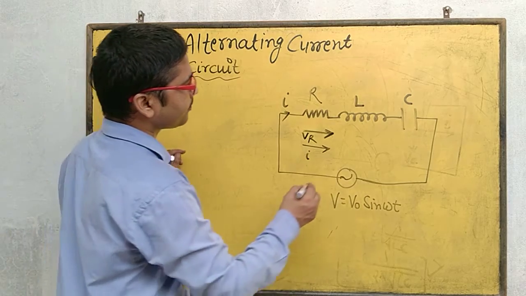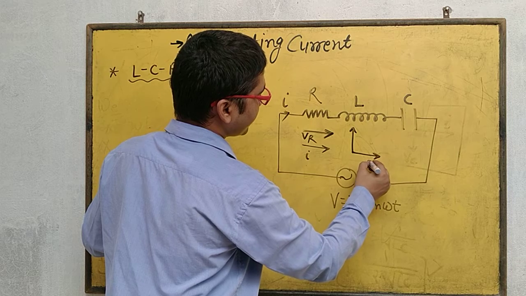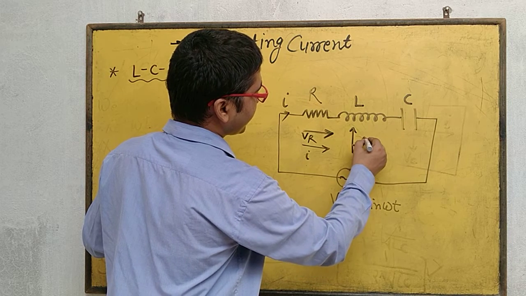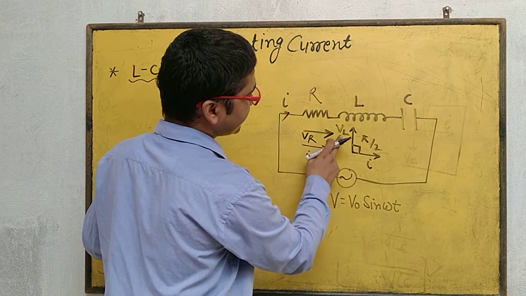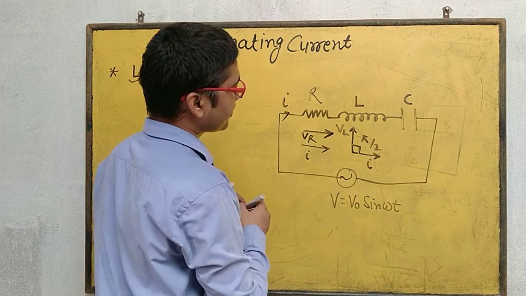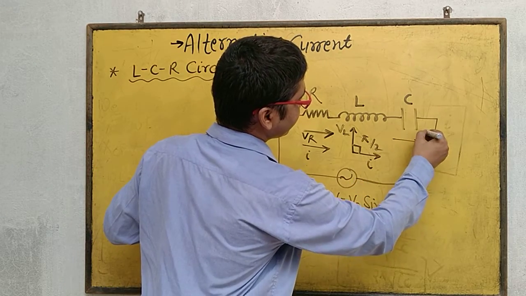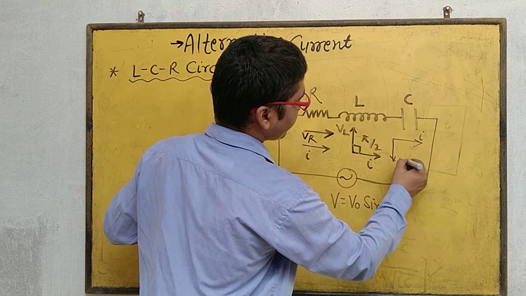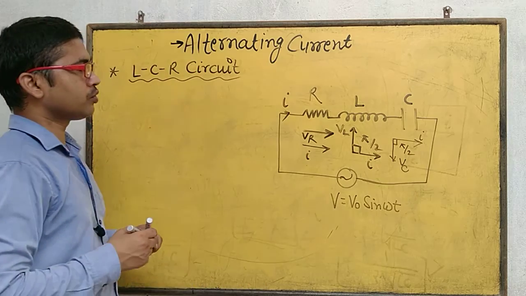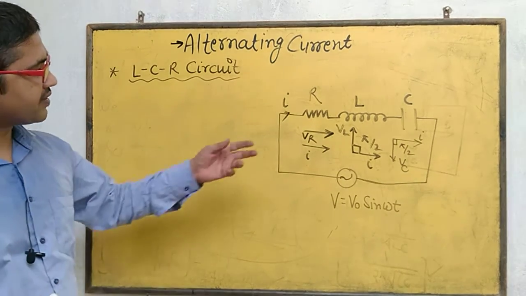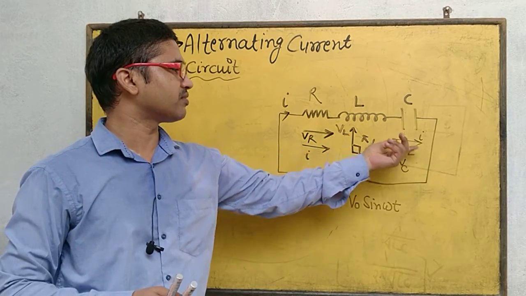Now in the inductor, voltage VL is leading the current by a phase pi by 2, so it is drawn like this. You can see VL is leading by pi by 2 to current I. And across the capacitor, current I is leading the voltage VC by a phase pi by 2. So these are the phases of voltage and current across the resistor, inductor and capacitor.